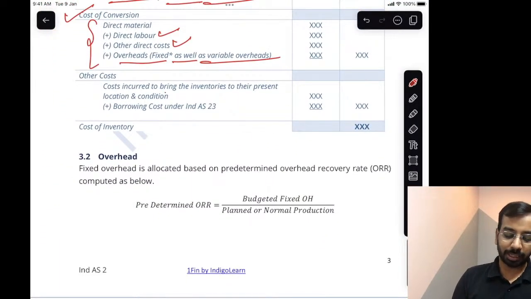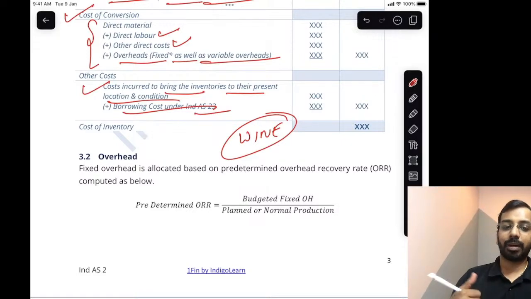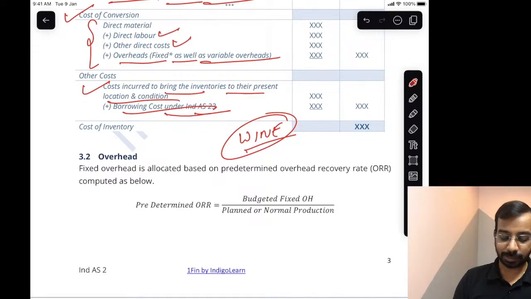Then any cost that is incurred to bring the inventories to the present location and condition is included. Borrowing cost, if permitted under Ind AS 23, will be included. You might be wondering, sir, which borrowing cost will be included? See, let us say there is wine. Now, the longer the wine, the better the quality of wine.